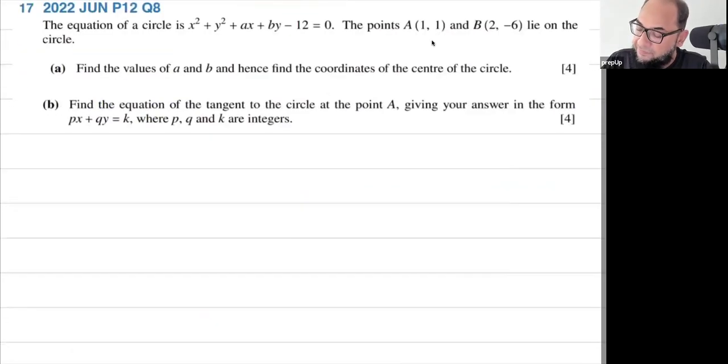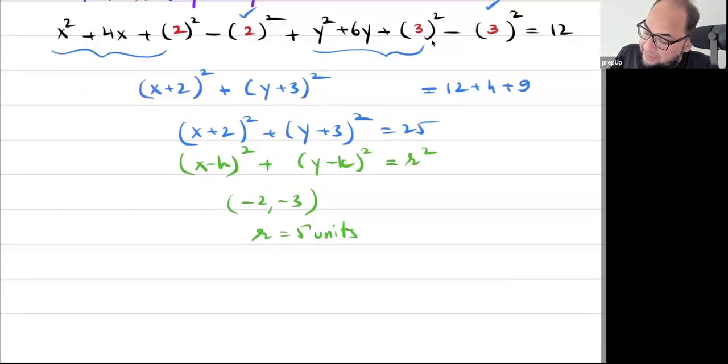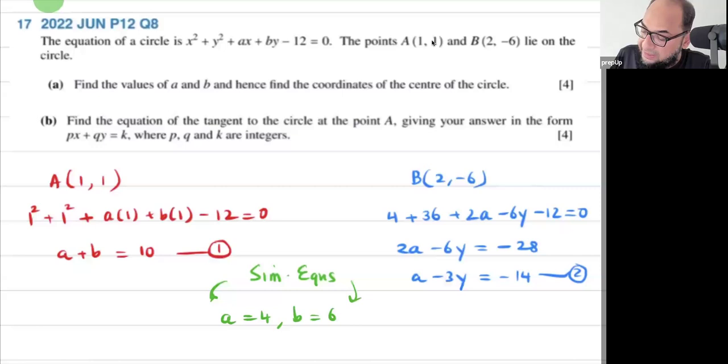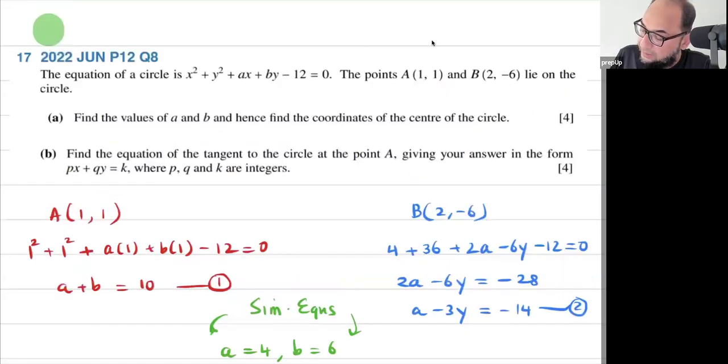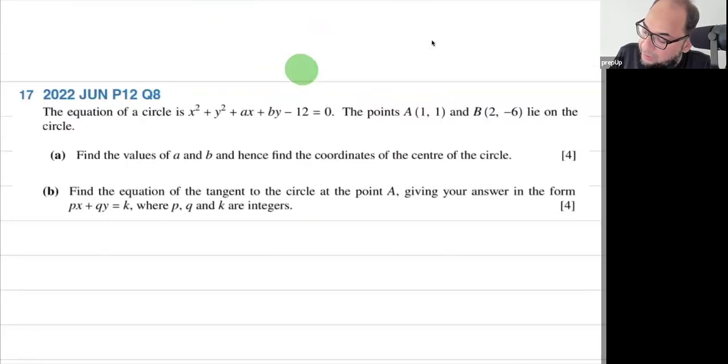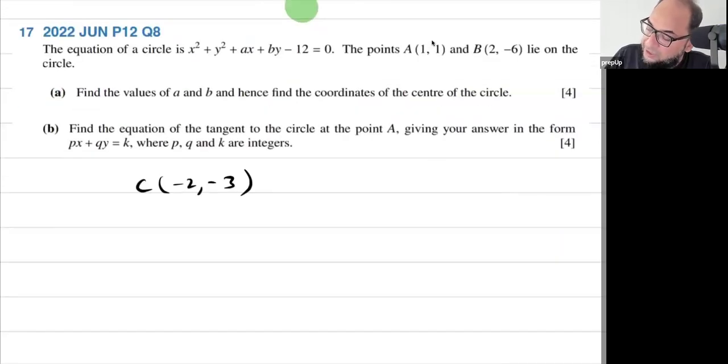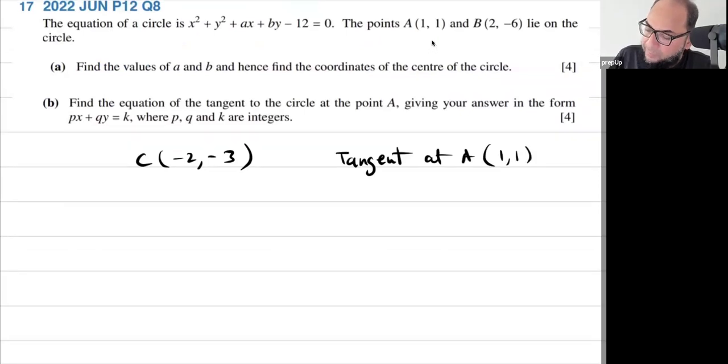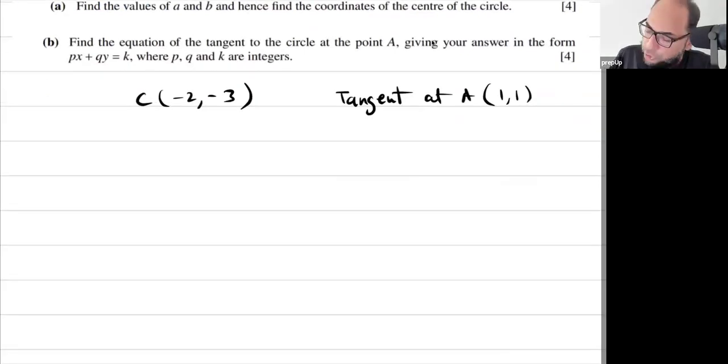Now it says find the equation of tangent to the circle at point A. So first of all, the center, let me call this C, if nothing else is labeled as C. Yes, so C is -2, -3. And we are interested in the tangent to the circle at A. What is A? That is 1, 1. So it's a good idea that you draw a diagram.